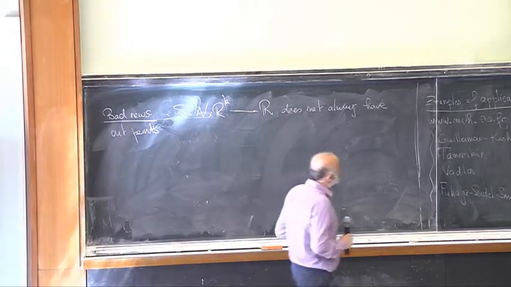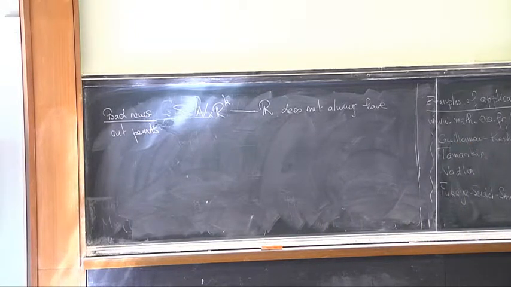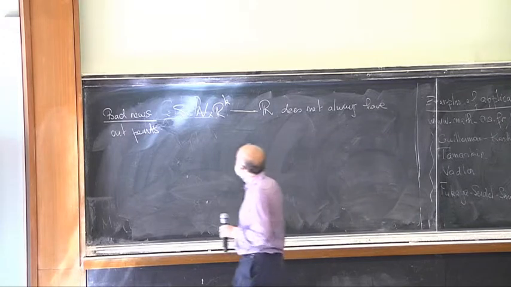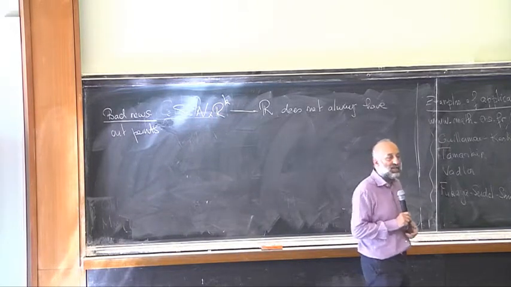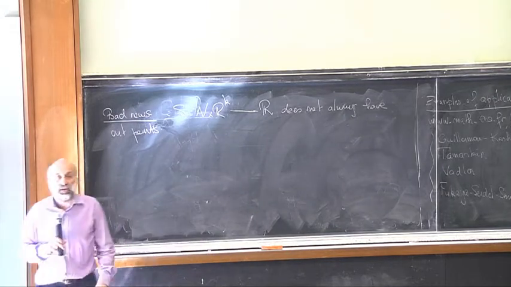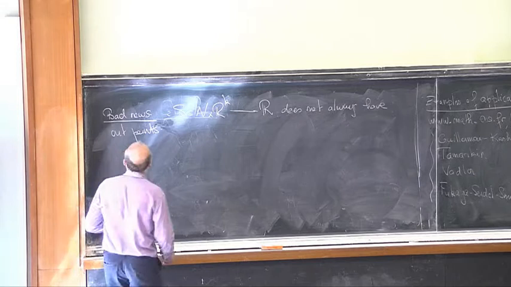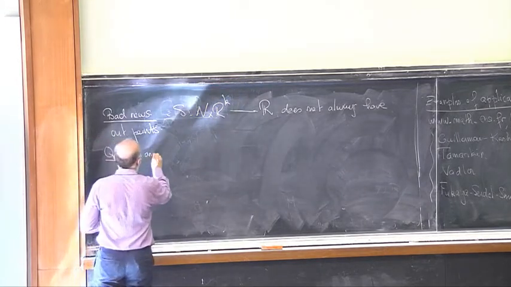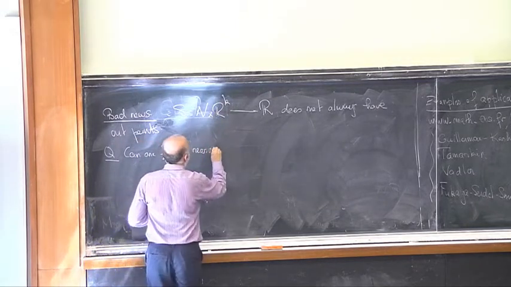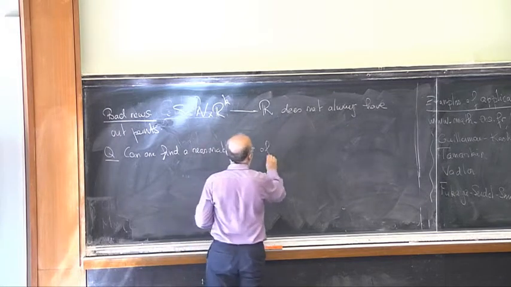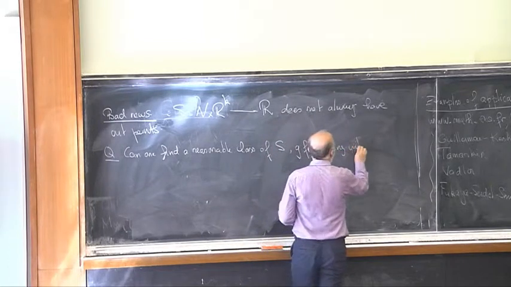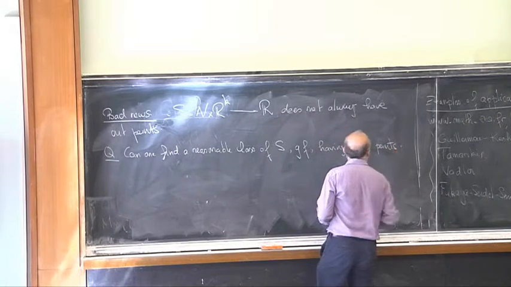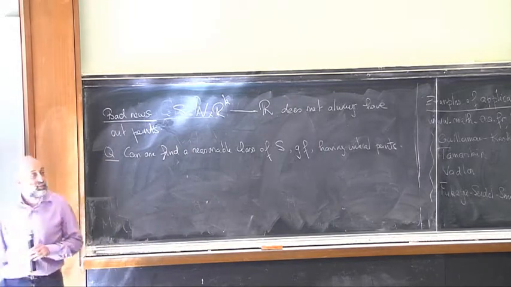Okay, so once you said that, there are two ways out. One is to throw this whole idea to the trash bin and say, let's try to find some other way. The other one is to say, well, some of these functions don't have a critical point, but some do, and let's try to find a reasonable class of functions which have a critical point. So the question is, can one find a reasonable class of S generating functions which are guaranteed to have at least one critical point?